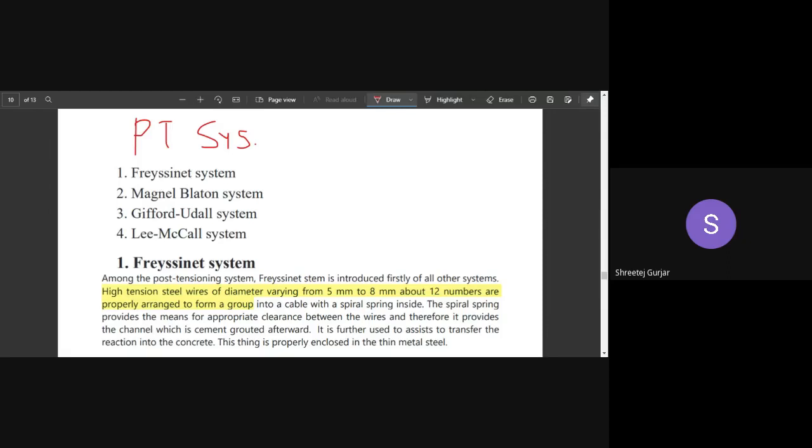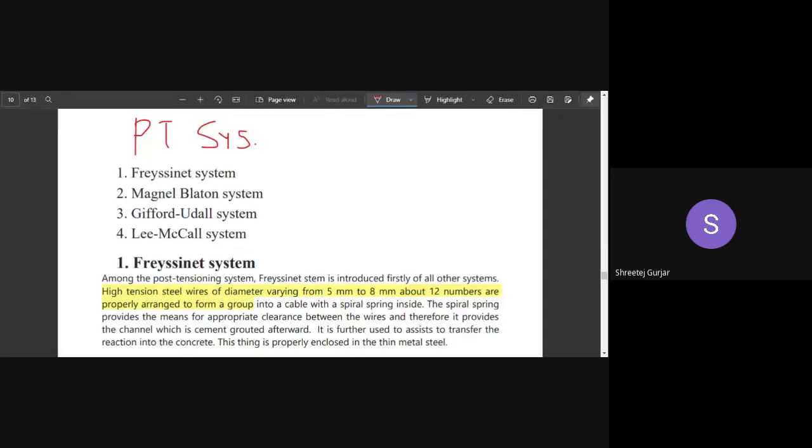So you can see there are four systems. Your first system is a Freycinet system. Second system is a Magnel Blaton system. Third is your Gifford Udall system. Fourth is your Lee McCall system. All of these are named after their respective engineers or scientists who have developed this system. They have named these systems with their names.